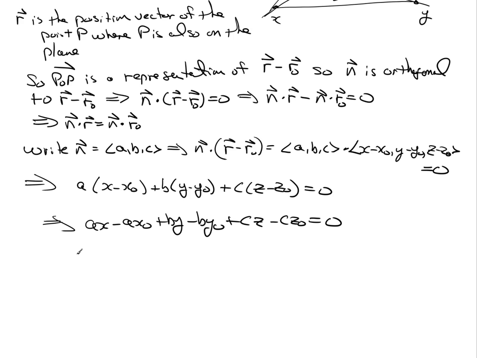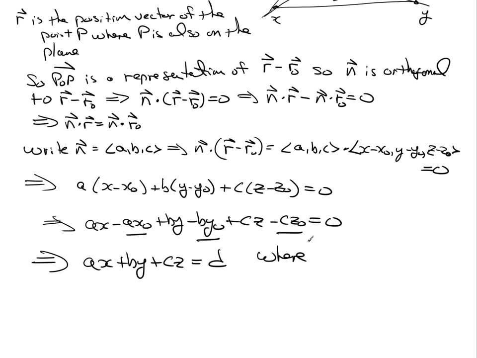Now remember, the point P naught is a known point. That means that these guys right here are actually constants, because x naught, y naught, z naught, and a, b, and c are all known values. Those are all constants. So if I collect these constants, I'll have ax plus by plus cz equals d, where d is the collection of all the constants.